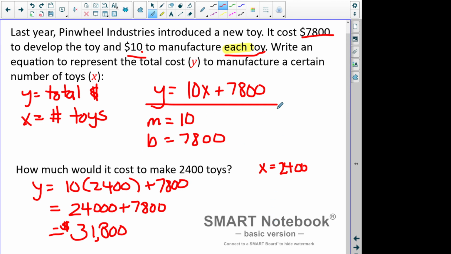Okay, and we should be able to graph that as well. We would start with that development cost of $7,800 on the y-axis, and then every time we increase the toys by 1, we'd go up in the cost by 10. So we can graph that as well.